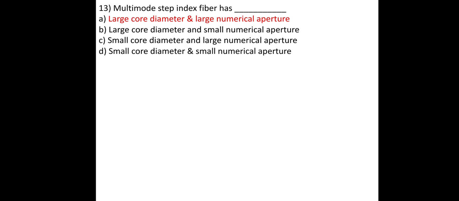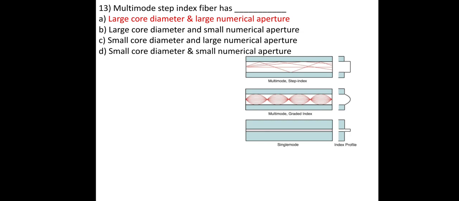Multimode step index fiber has ___. Option A, large core diameter and large numerical aperture. Option B, large core diameter and small numerical aperture. Option C, small core diameter and large numerical aperture. Option D, small core diameter and small numerical aperture. The correct option is A, multimode step index fiber always has a large core diameter and large numerical aperture.